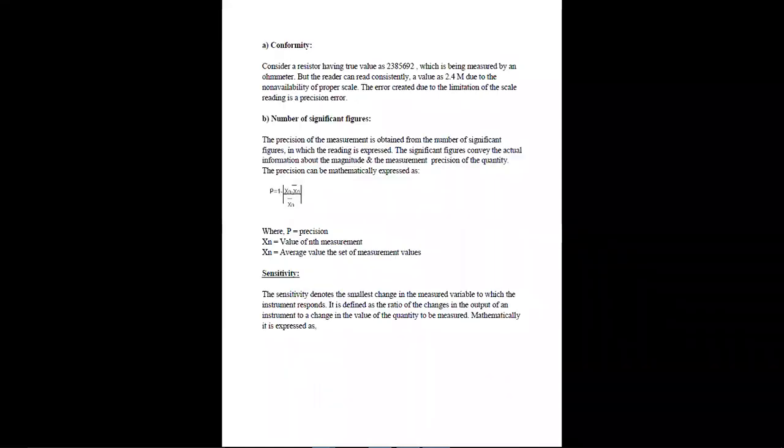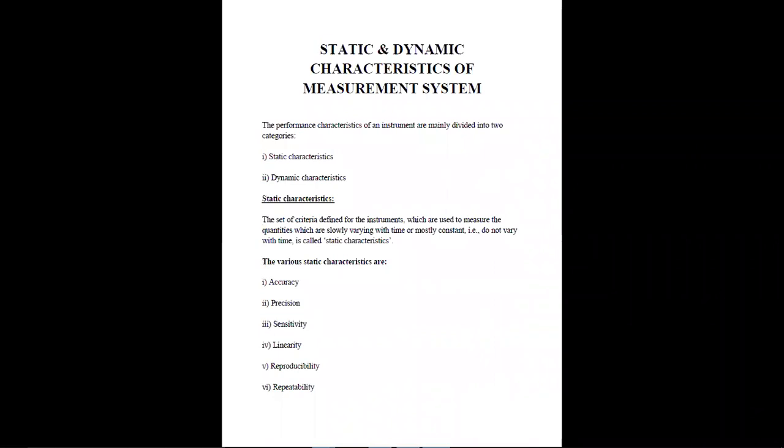Now, in that lecture, we are discussing the static and dynamic characteristics of a measuring instrument. What is a measuring instrument? First, it is the instrument which is used to measure electrical quantities like voltage, current, power, resistance, all the types of electrical parameters.